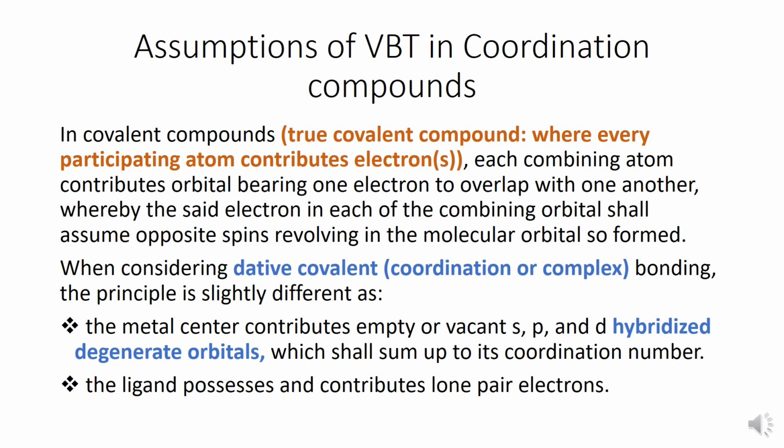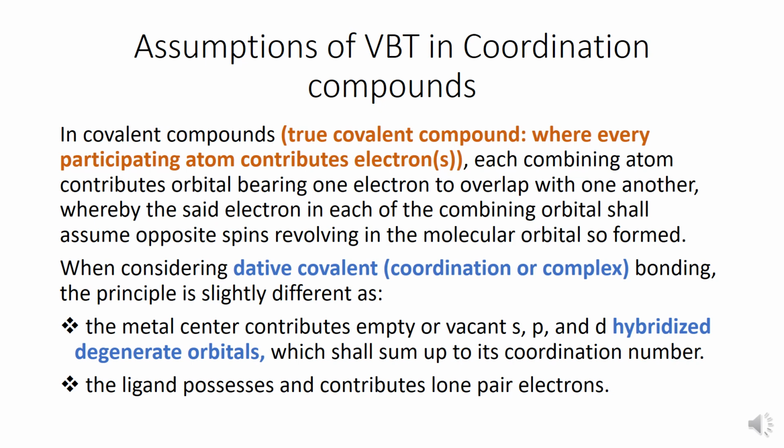Go ahead. What are the assumptions of the valence bond theory in coordination compounds? In covalent compounds, where we talk about true covalent, as you have explained already, we are talking about a situation where every participating atom must contribute at least one electron. Each combining atom contributes an orbital bearing at least one electron to overlap with the other, and the overlap will yield a molecular orbital, which will now allow the said contributory electron to revolve around it.